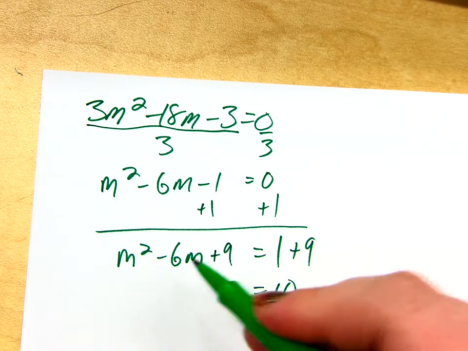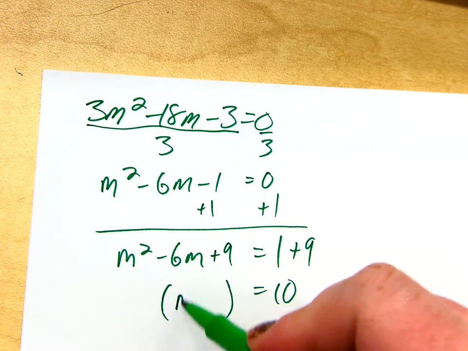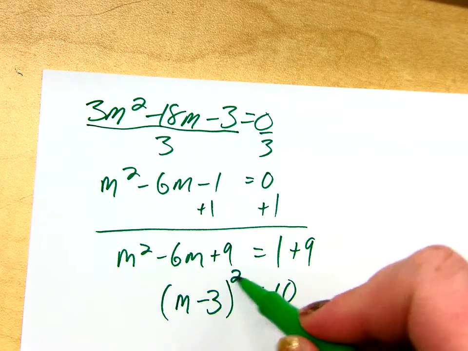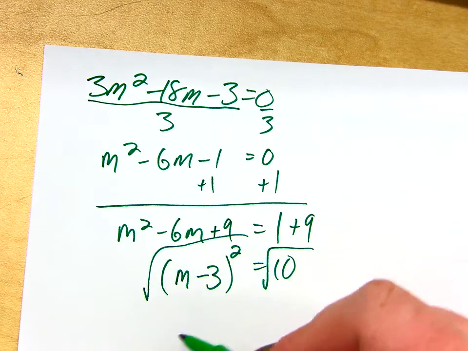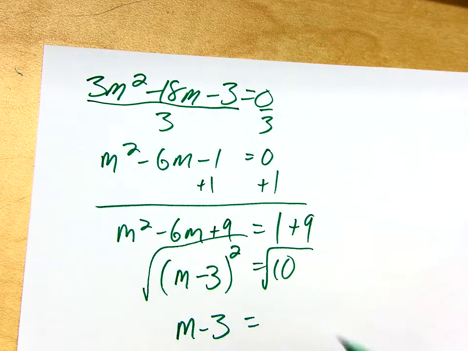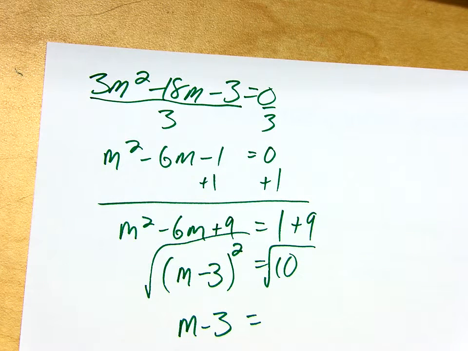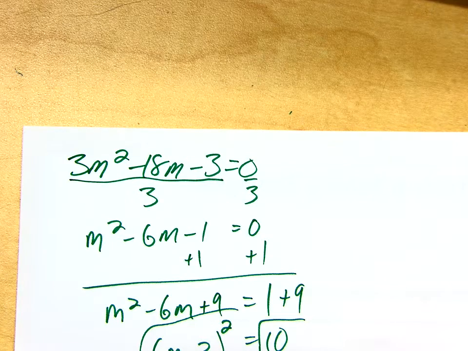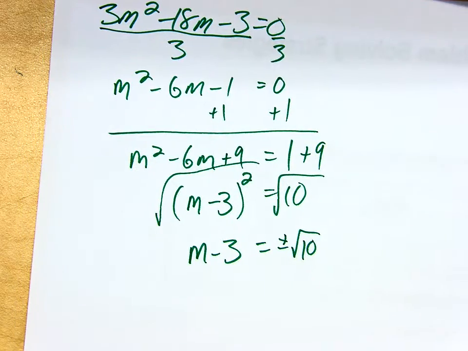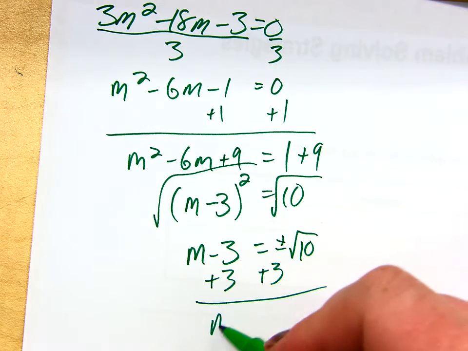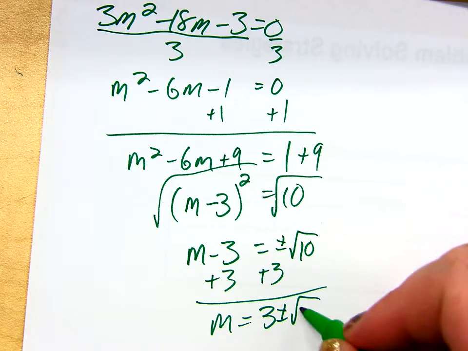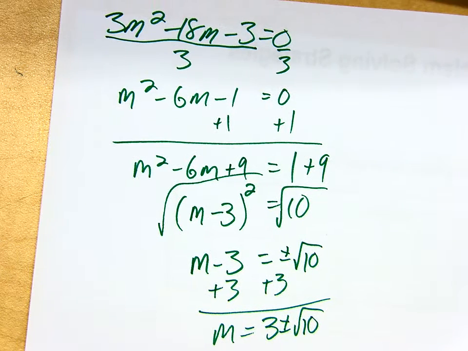What are factors of 9 that add to be negative 6? Negative 3 and negative 3, so we write it as m minus 3 squared, and then we take the square root of both sides. Does 10 have any perfect square factors? Right, so it's just going to stay positive negative root 10, and then all I have to do is add the 3. Miss Sabia, I thought you said this was going to be difficult. Well, this time it was easy because all of my terms were divisible by 3.